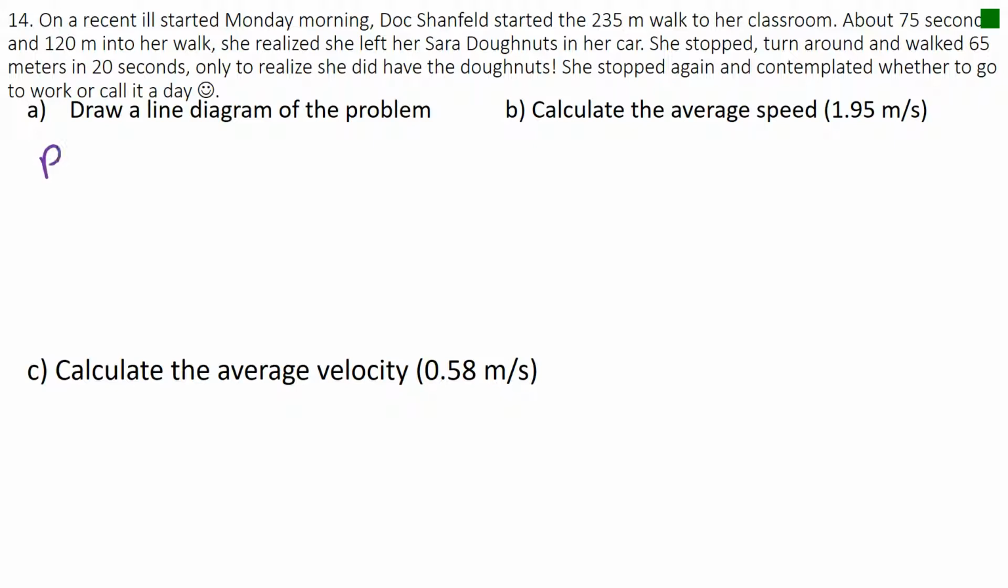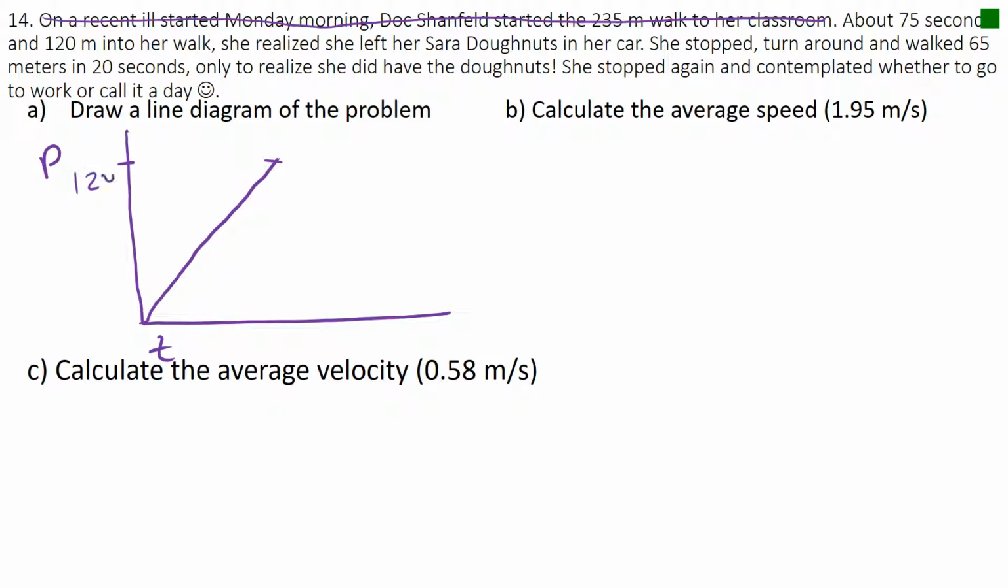So again, I'm just going to do a quick position and time graph. So the first part, just ignore this first sentence because that 235 meters really has nothing to do with the problem. Okay, so about 75 seconds and 120 meters into her walk. So she went 120 meters. So I'm going to call that right here. So that's going to be 120 meters. And then that time was 75 seconds.